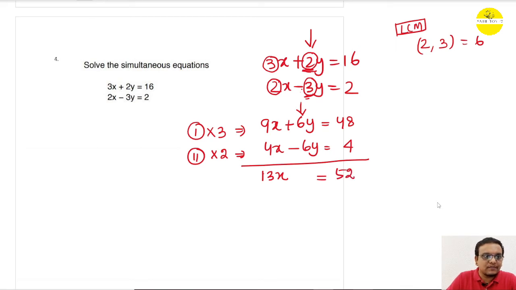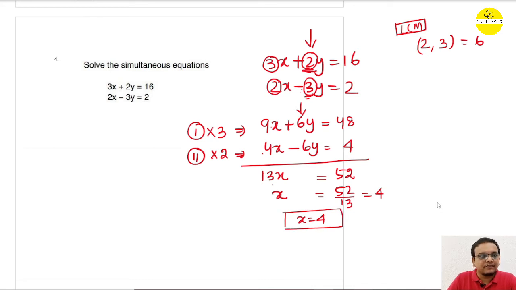I hope you understood. Again, I'm saying 9x plus 4x is equal to 13x, plus 6y minus 6y becomes 0, and 48 plus 4 is equal to 52. And what is the value of x you are getting? It is 52 over 13, and yes, I am getting x is equal to 4. See, I got the value of x.